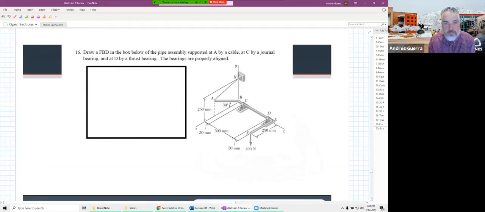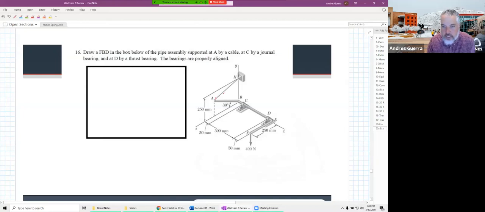Okay, so we are asked to draw an FBD of the pipe assembly that's supported by its cable at A here. So we have that cable right there. C is a journal bearing. Okay, so C we know is a journal bearing, and so journal bearing, we should know what that means. And then D is a thrust bearing.